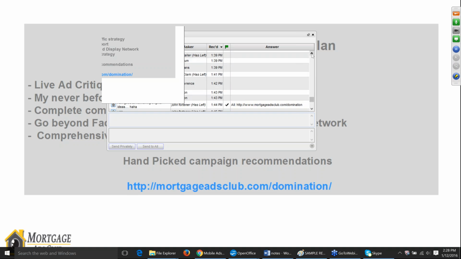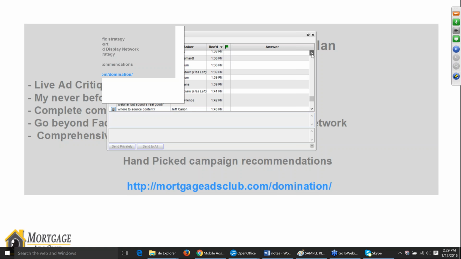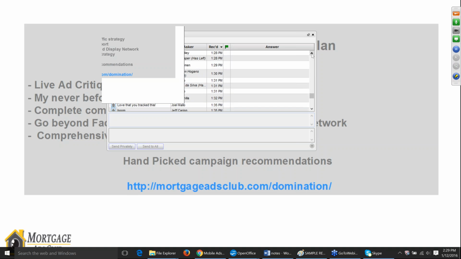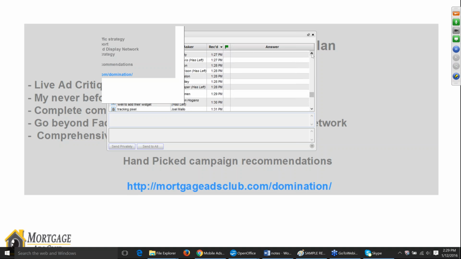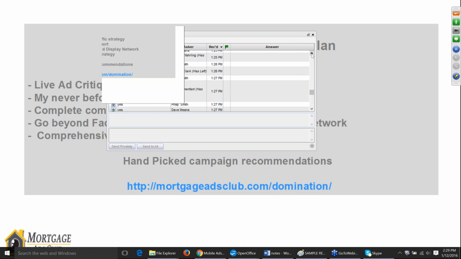Okay, how do we set up a pixel? Yeah, I'd like to get into that at some point too. As far as setting up pixels and all that tracking and retargeting, guys, that is something that we teach in the members area as well. Absolutely.